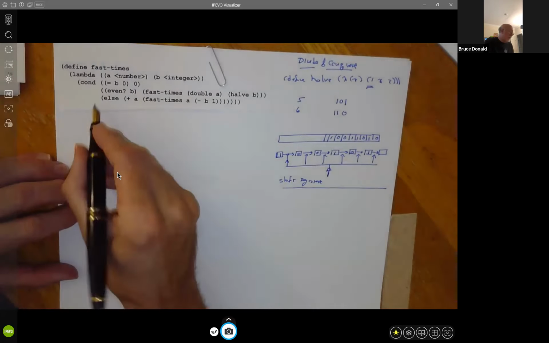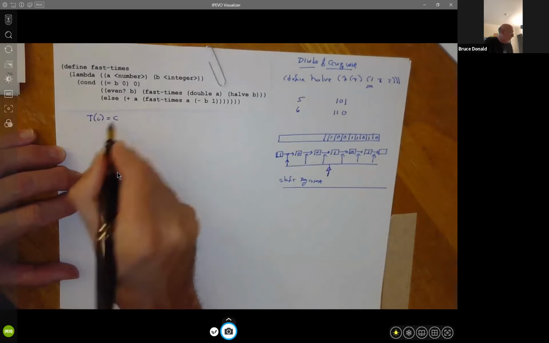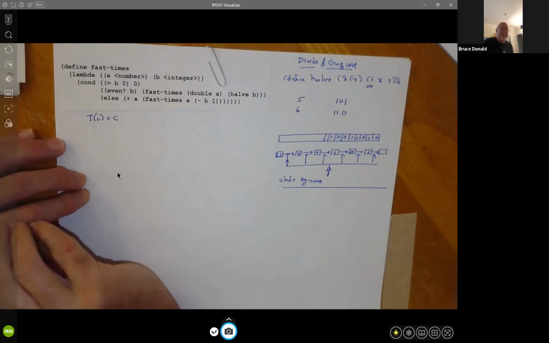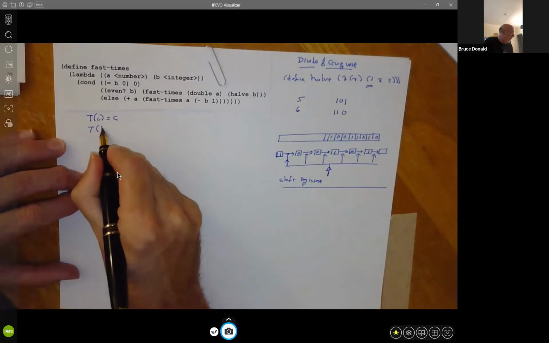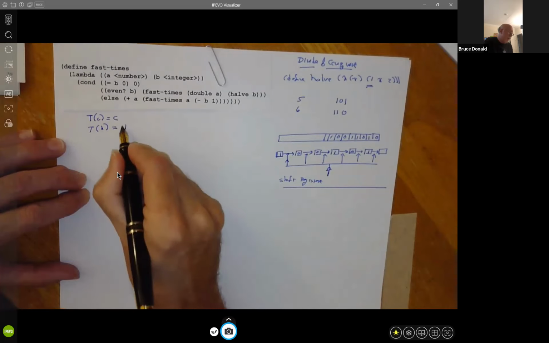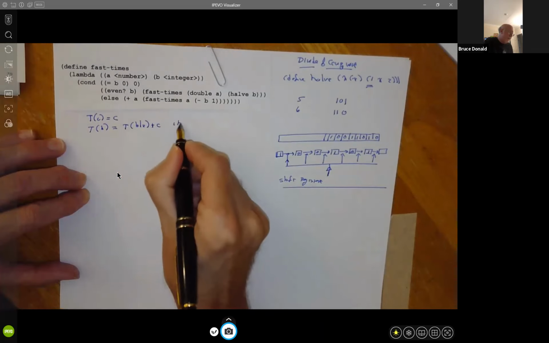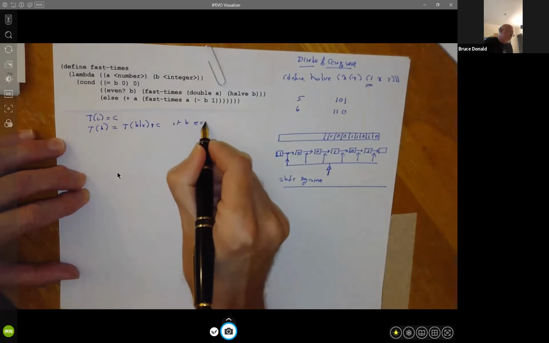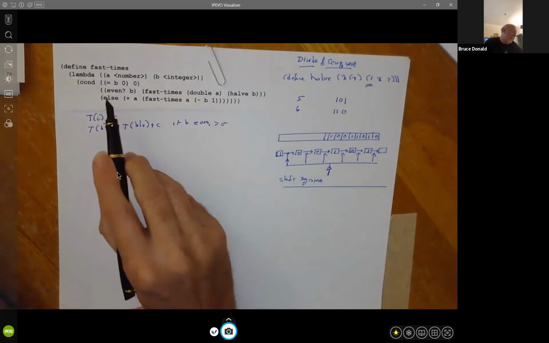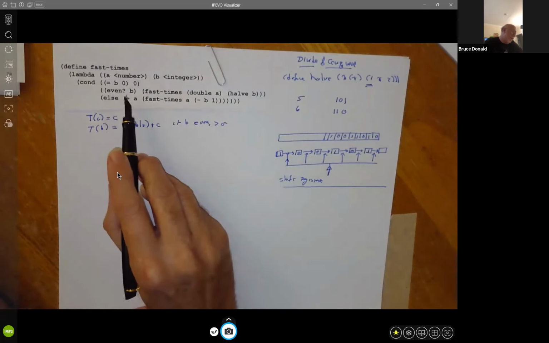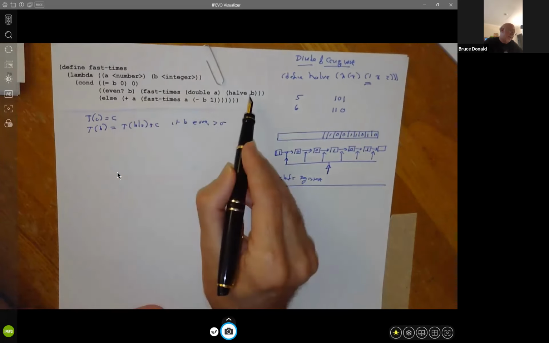So we can write down a recurrence relation for this. T applied to 0 is just equal to c. Now there are 2 cases, b is either even or odd. So we can say T applied to b is equal to T of b over 2 plus c if b is even and greater than 0. Why is this true? Look at this first case here. If b is even, then what we're going to do here is we're going to call ourselves recursively. We're going to double A and halve b.